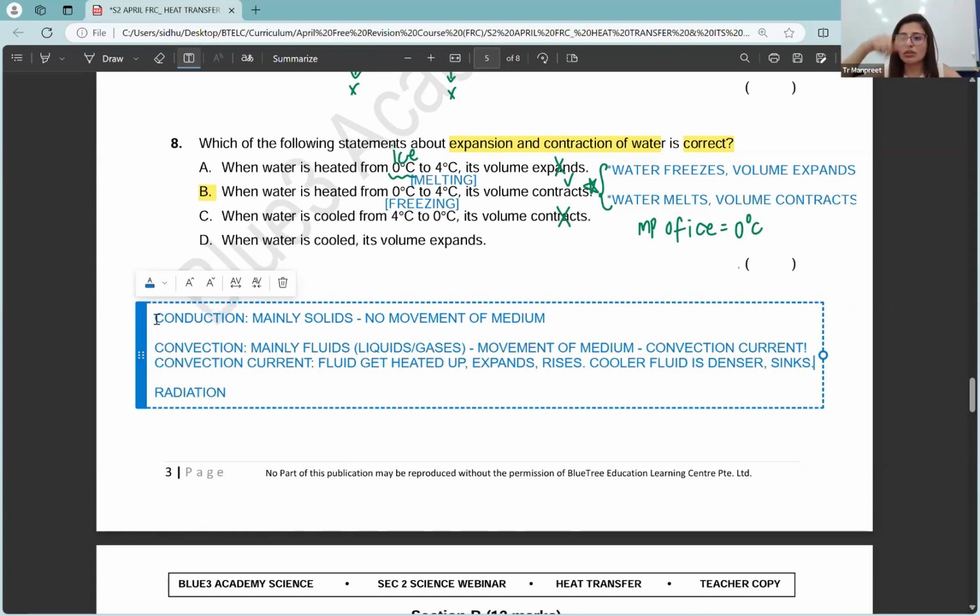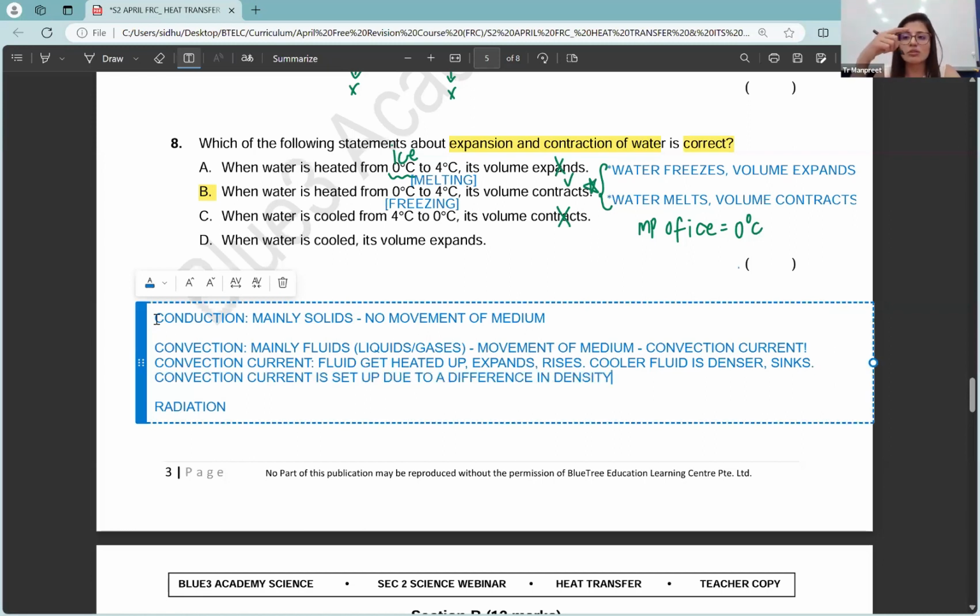Usually it's like a circular motion, right? So again, a convection current is set up. Important, this one: it is due to a difference in density. Because what rises is lower density, and what sinks is denser. Because of this imbalance in density, one rises, one sinks, and then you have a convection current set up. So this is a very important concept.